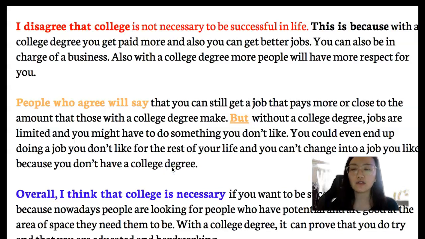Here's an example of a student who disagrees with the prompt. You'll see this first paragraph is the claim paragraph. The second paragraph is the counter argument paragraph. And then the last paragraph is the conclusion paragraph.